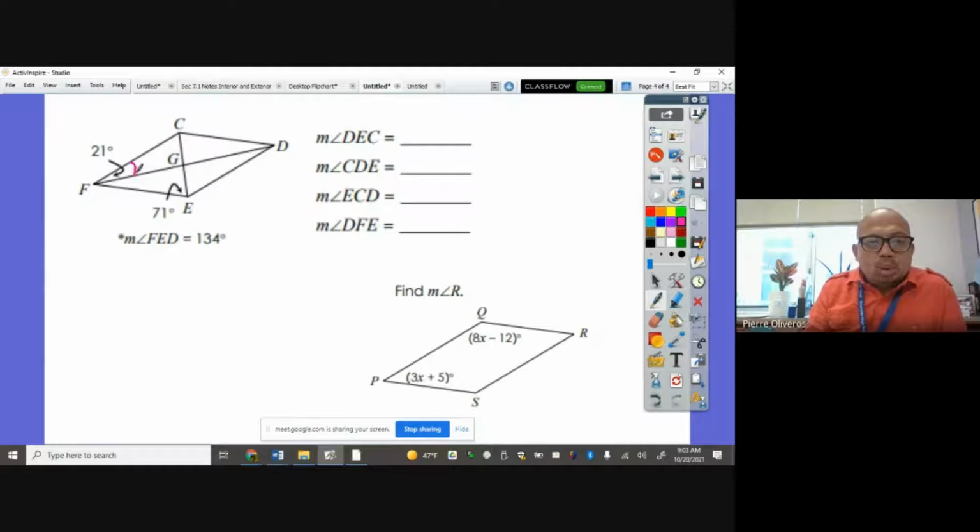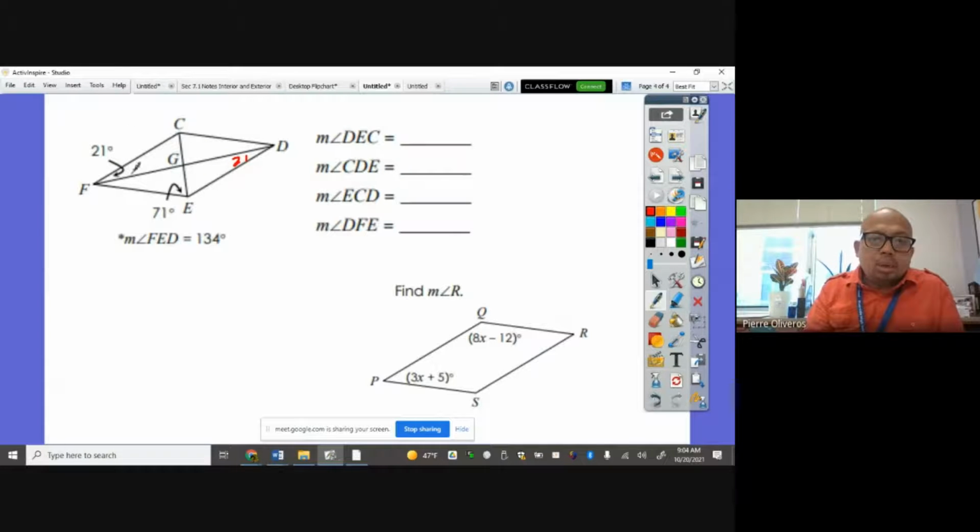If this is 21, therefore this side here has to be also 21. Why do they have to be the same? Because these two lines are parallel, and this is my transversal line. So these two angles here are alternate interior angles, so they have to be both 21. So this has to be 21 also.